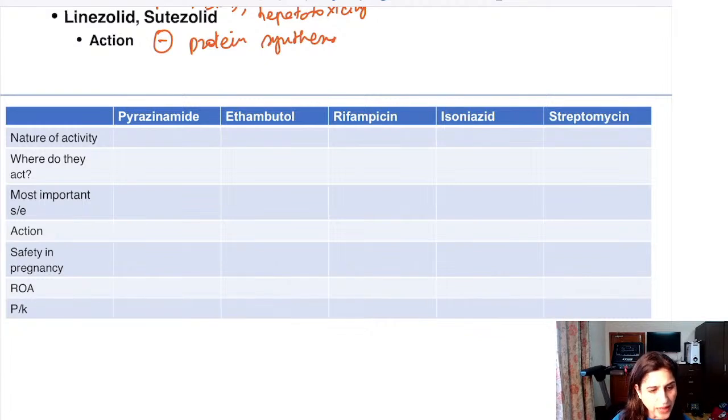If you compare the nature of activity of all these drugs, so you should know that all of them are cidal in nature except ethambutol. ठीक है, all are cidal in nature except ethambutol. Now where do they act? कौन से intracellularly act करते हैं, कौन से extracellularly act करते हैं.